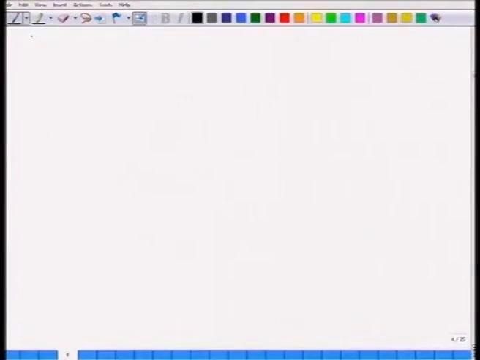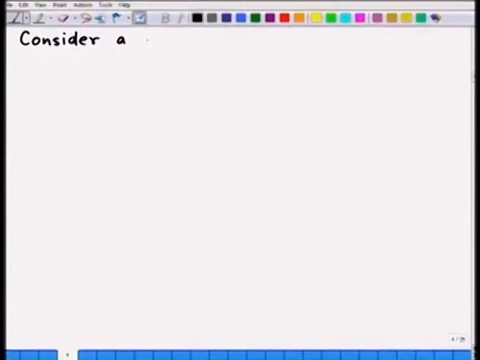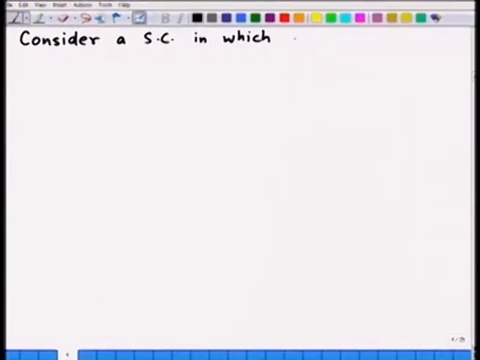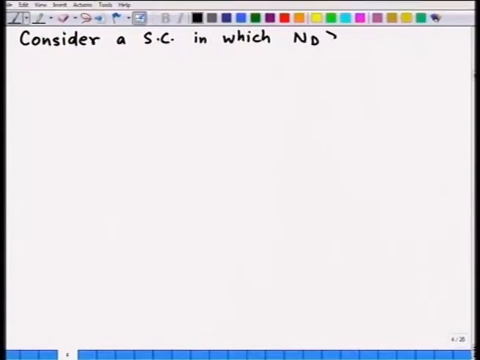So, again what we will do is consider a semiconductor in which ND is greater than NA. You are free to consider a semiconductor where I take an example where donors are more than acceptors. You are free to take an example where acceptors are more than donors, it does not matter. In that case, you must talk in terms of P, the number of holes per unit volume, because that is the majority carrier in that case.